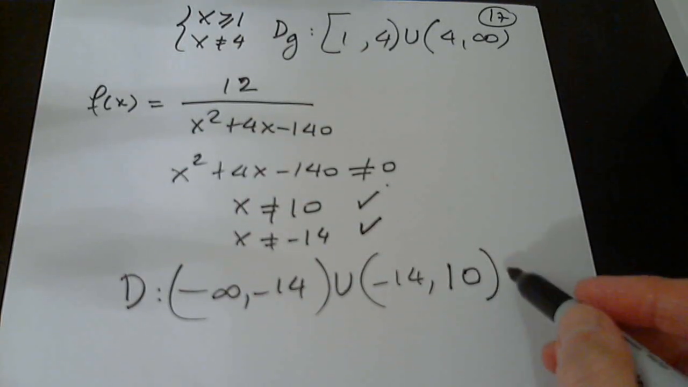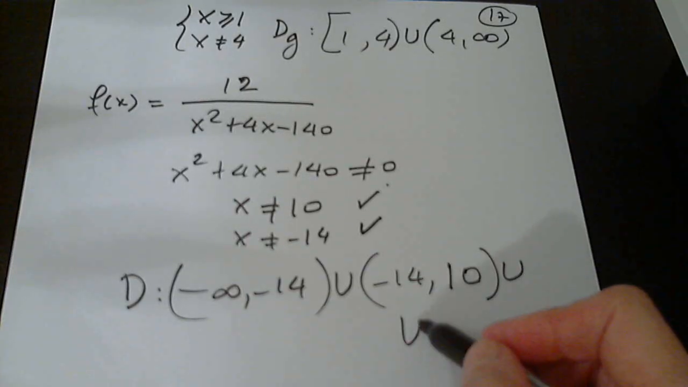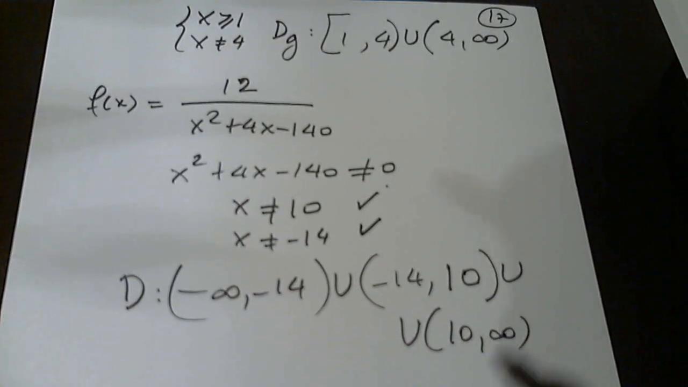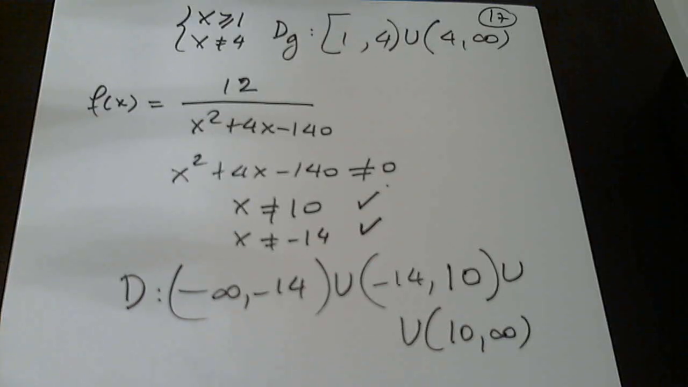Okay, I think that's where I had the problem. You can only exclude those two. So it has to be absolutely everything. Skip negative 14 and 10.